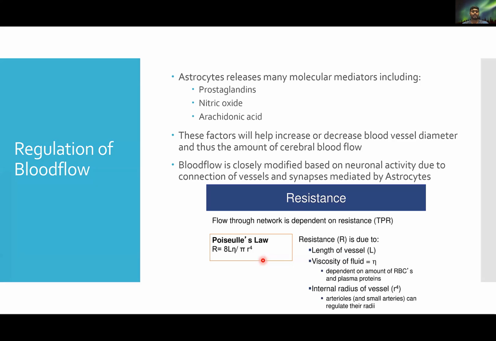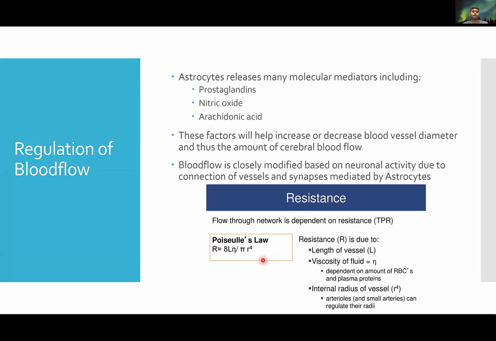Now, the radius, the r to the fourth. This is very important because the fourth power is very significant. It means that you can have a very tiny change in the radius, and if you take that to the fourth power, that will result in a very large difference in the resistance. So a small difference in the radius will result in a very large difference in the resistance.